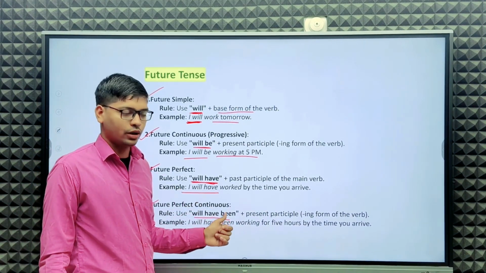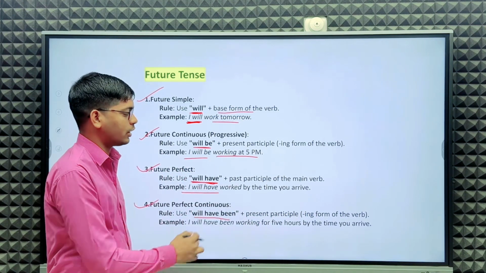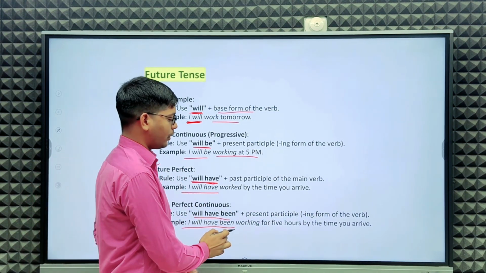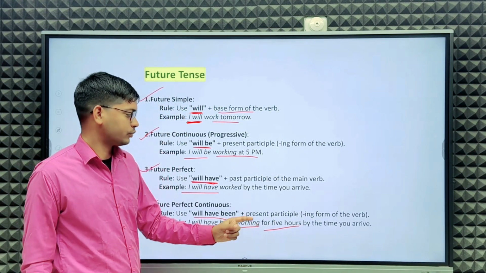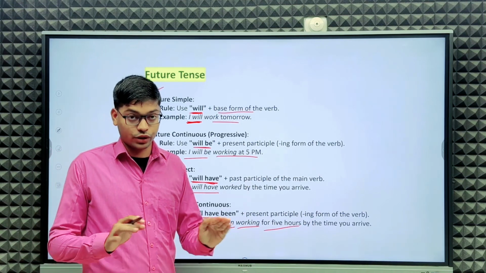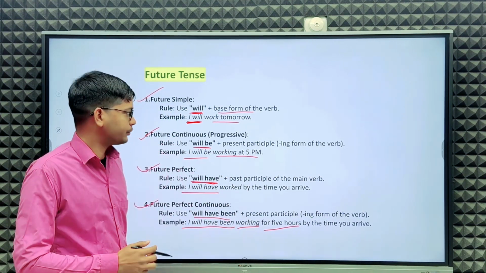We have been. Will have been, plus the present participle, the ing form. I will have been working for 5 hours by the time you arrive. So we have completed the uses of I in tenses.